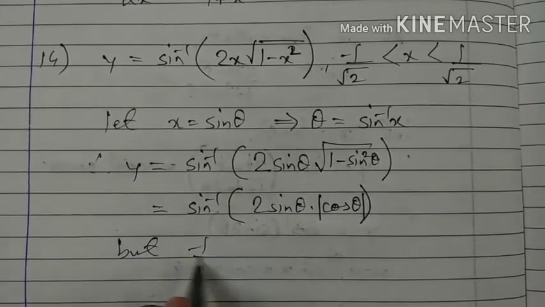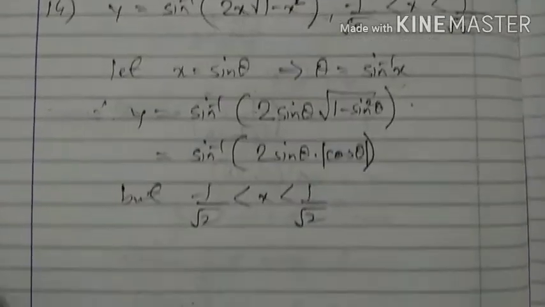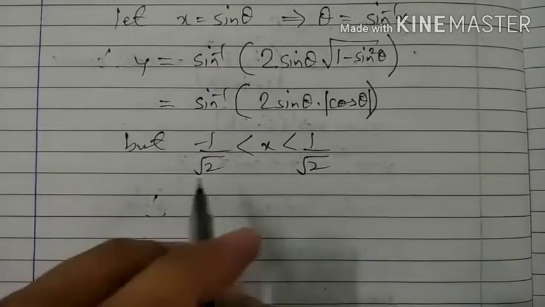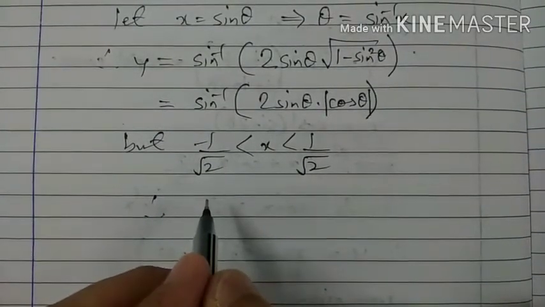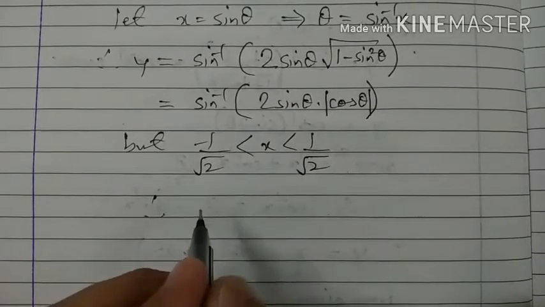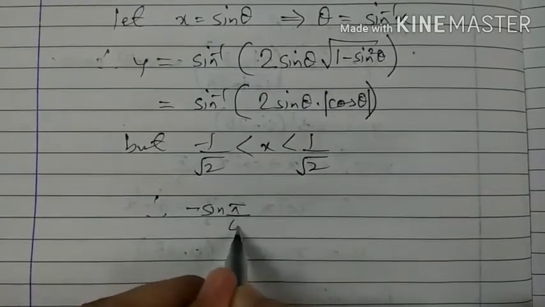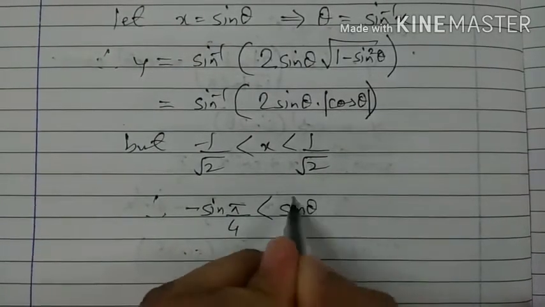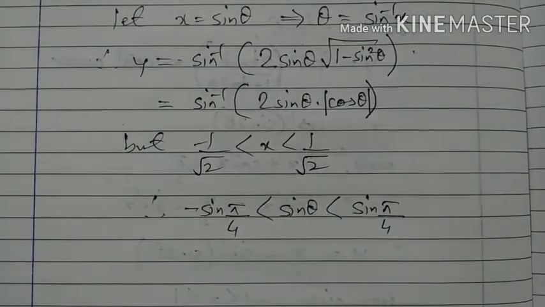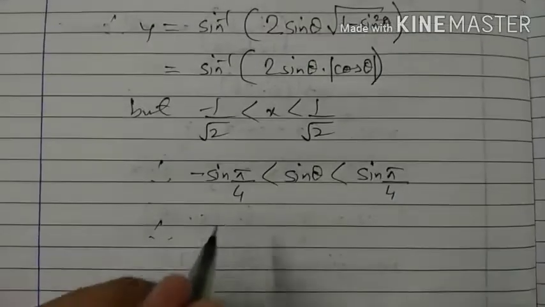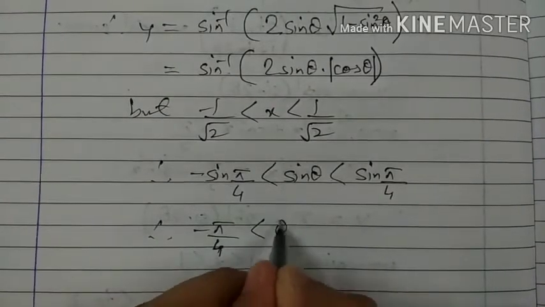The given condition is minus 1 by root 2 less than x less than 1 upon root 2. From this condition, since we have assumed x equal to sine theta, write all these terms in terms of sine. We know that sine pi by 4 equal to 1 upon root 2, so minus 1 upon root 2 means minus sine pi by 4. Now without the sine function, I can write minus pi by 4 less than theta less than pi by 4.